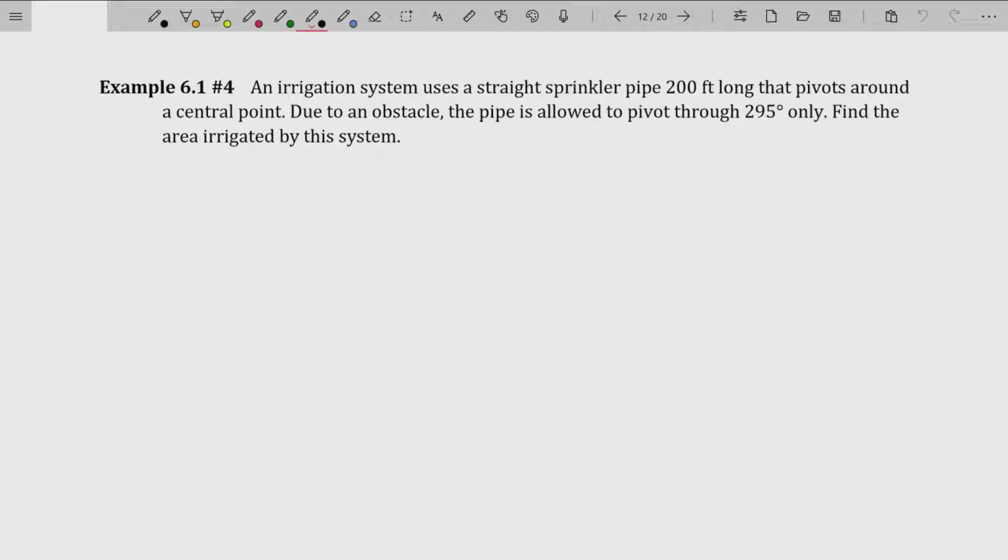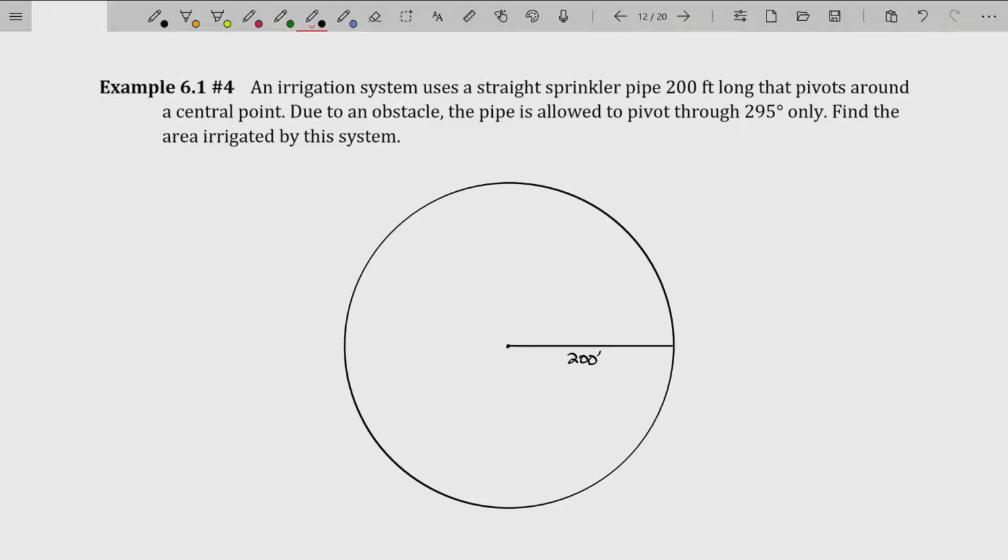All right, so let's do an example using the area of a sector. An irrigation system uses a straight sprinkler pipe 200 feet long that pivots around a central point. Let me draw a picture of this really quickly. I don't know if you've seen them, but they're usually out in farmlands where they have a straight sprinkler pipe, and it just douses the area with water as it rotates through an angle.